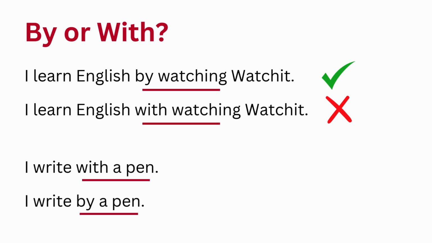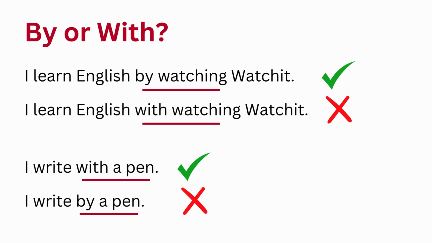So what about the next two? I write with a pen and I write by a pen. Which one do you think is the correct sentence and which one is incorrect? And why? If you said, I write with a pen, you are correct.